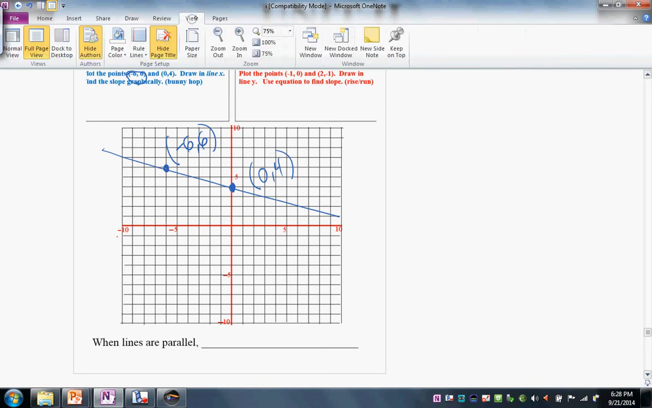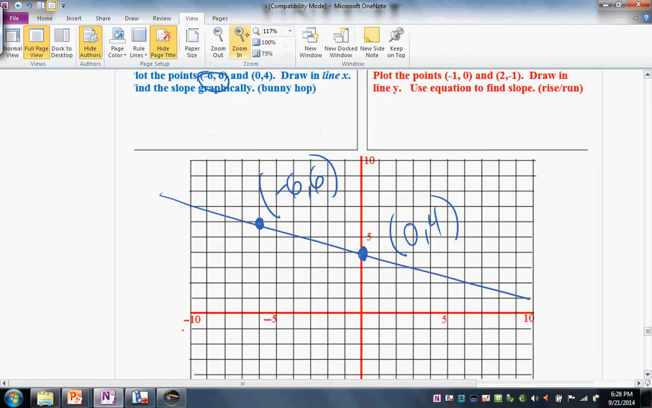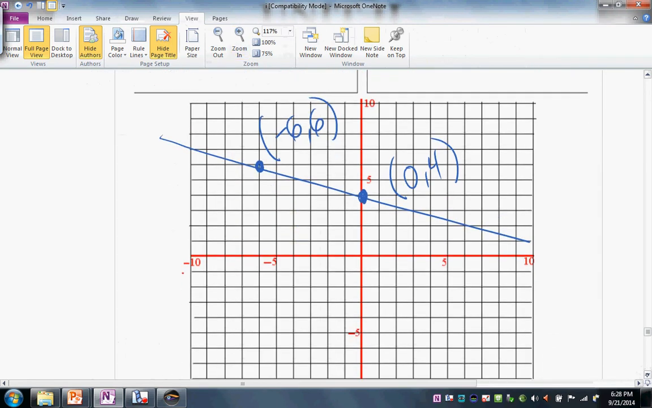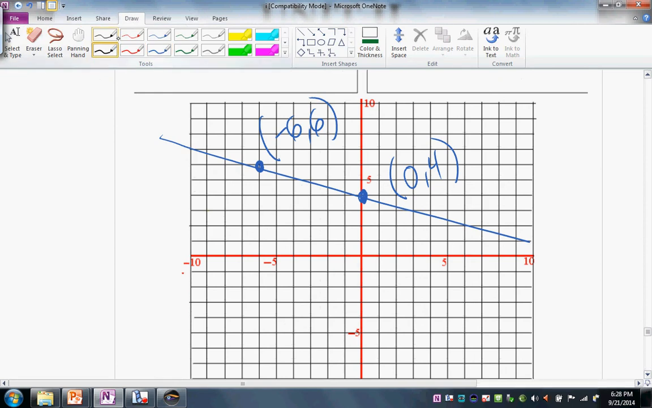And now we want to find the slope graphically by bunny hopping. So we're going to get kind of close here. And let's find this slope graphically. So bunny hop. 1, 2. 1, 2, 3, 4, 5, 6. So that's 2 and 6. My rise is 2. My run is 6. And then if you look very carefully, it's a negative line. So the actual slope of this blue line, we're going to reduce that. 2 over 6 is -1 over 3.